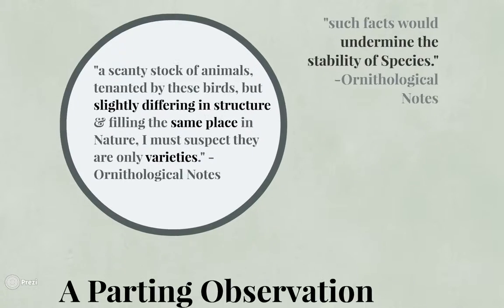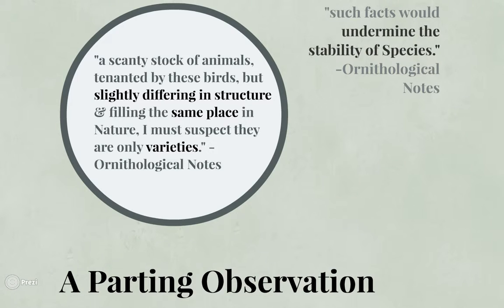Darwin does make a statement that probes the possible mutability of species, but it is in regard to a group of mockingbirds on the islands, not his famous finches. He writes, "A scanty stock of animals tenanted by these birds, but slightly differing in structure and filling the same place in nature, I must suspect they are only varieties." He notes that if 3 separate species of mockingbird found on the islands could be shown to be varieties, this would undermine the stability of species.